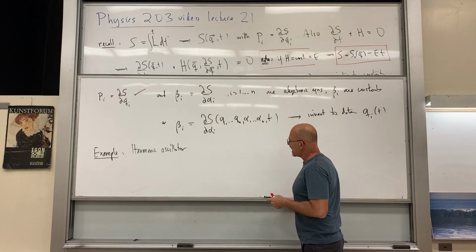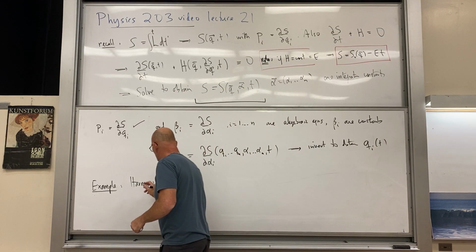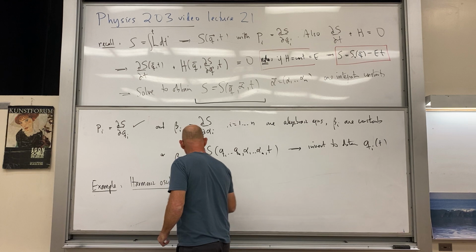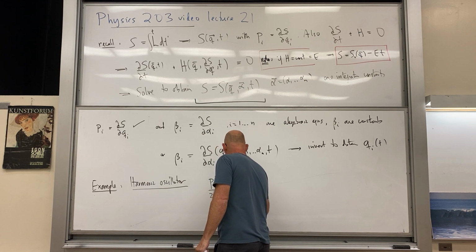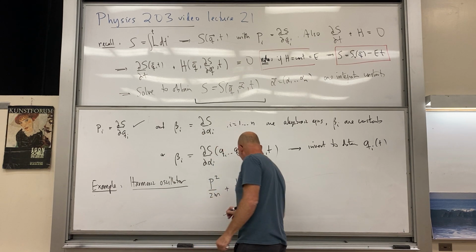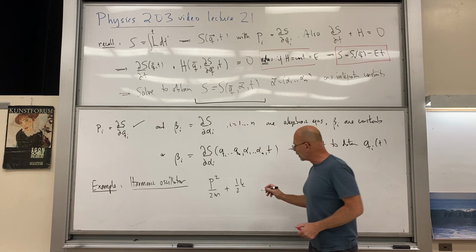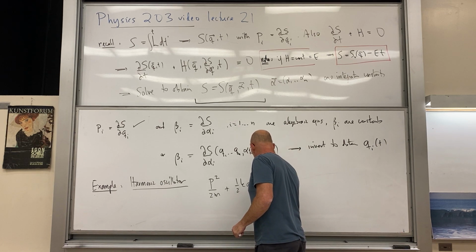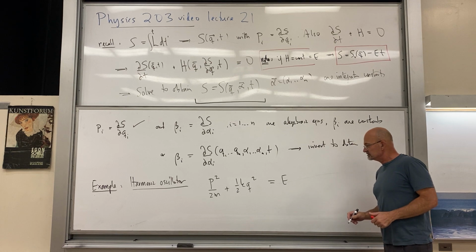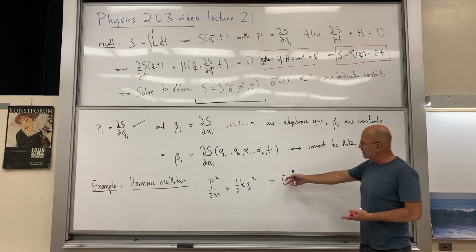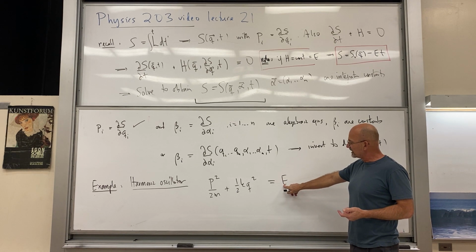So good, for the harmonic oscillator, we have P squared over 2M plus 1/2 K, I'll go ahead and use Q, 1/2 K Q squared is equal to E. This is the Hamiltonian with a constant energy.